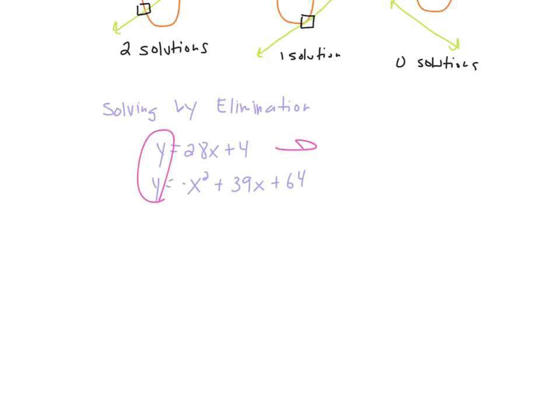So I'm going to multiply the second one. So first one's not going to change. y equals 28x plus 4. And now my second equation becomes negative y. And multiply this one by -1. So we get a positive x squared minus 39x minus 64. Now I can add these two.